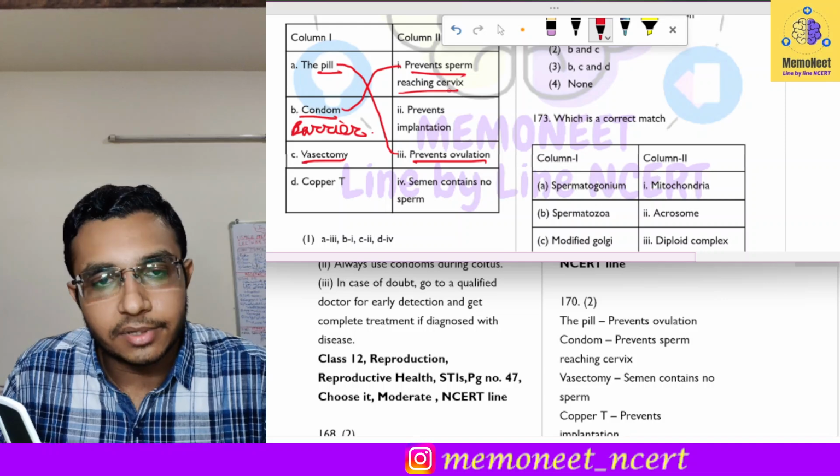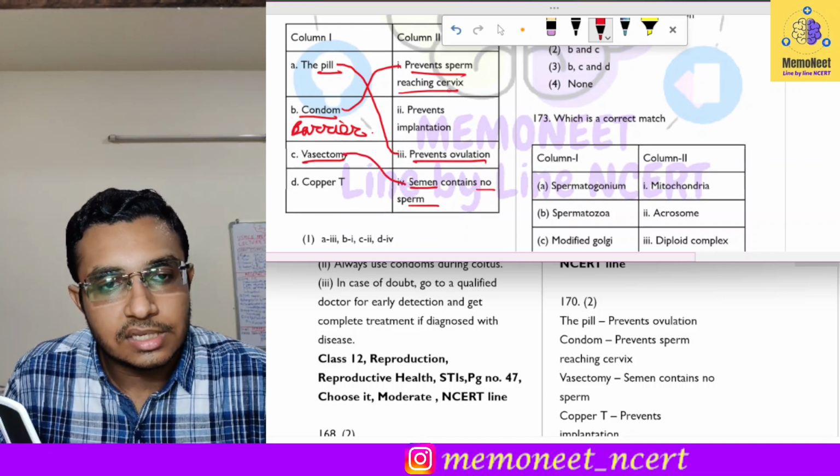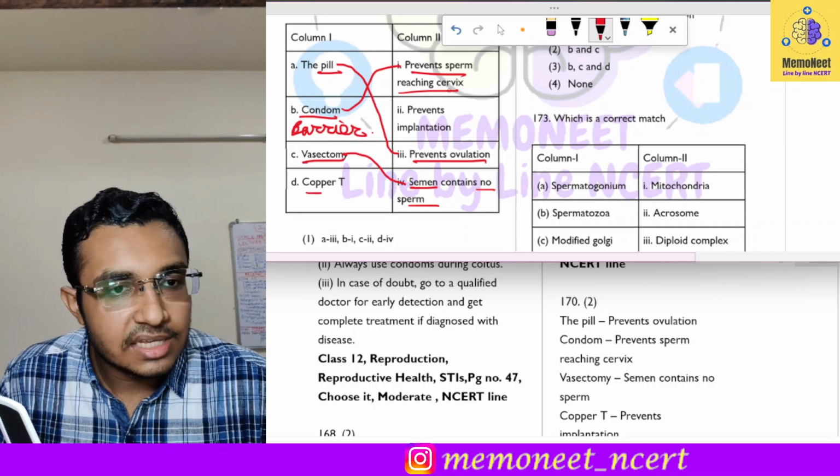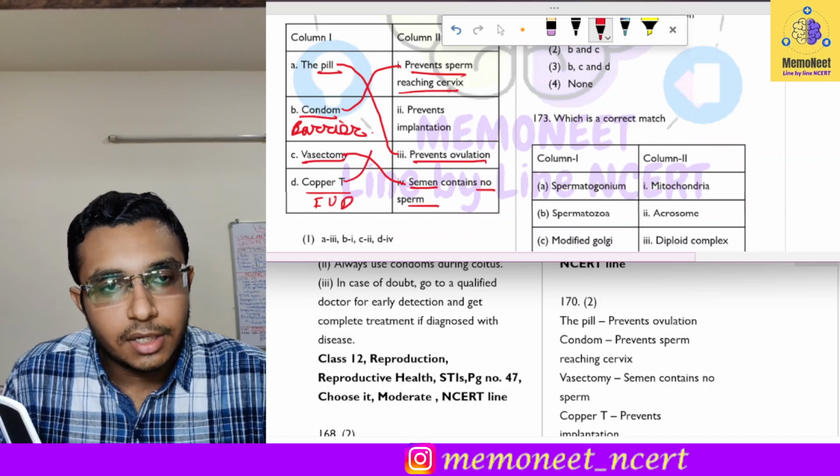So what would happen is that the semen will contain no sperm. Okay, so C goes with 4. Next is D, that is copper T. So copper T is an intrauterine device and it prevents implantation.